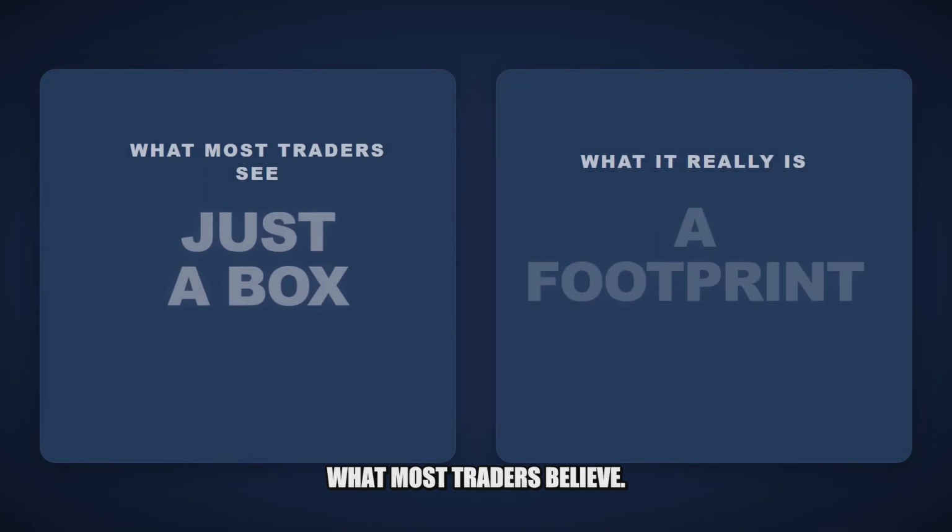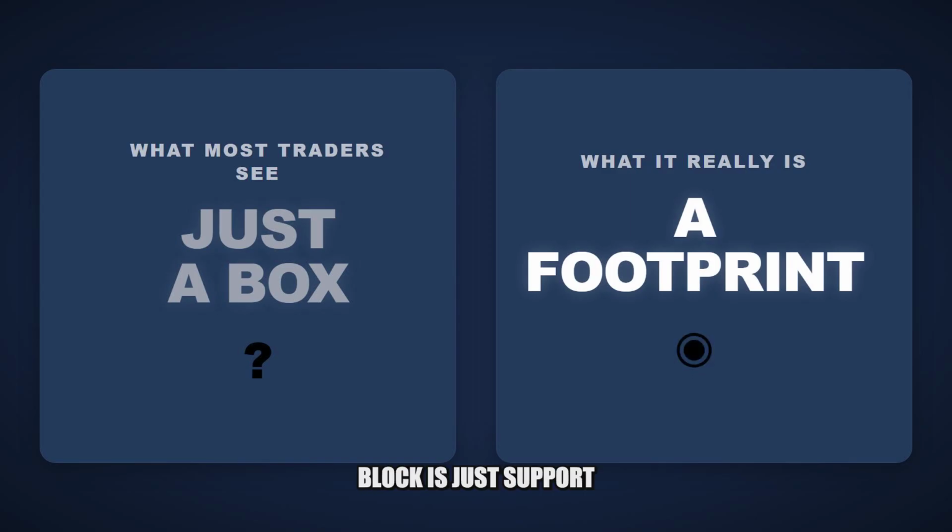Here's what most traders believe. They think an order block is just support and resistance with a fancy new name. Draw a box, wait for a bounce, done. That is exactly why their boxes fail. An order block is not a level. It's a story about who is trapped and who is in control.